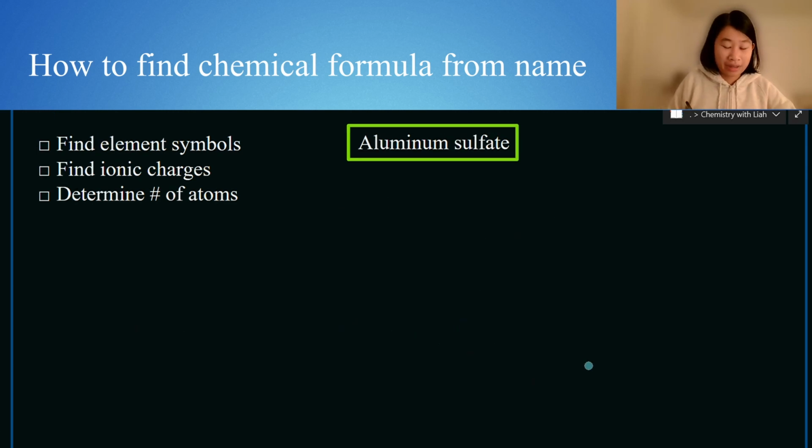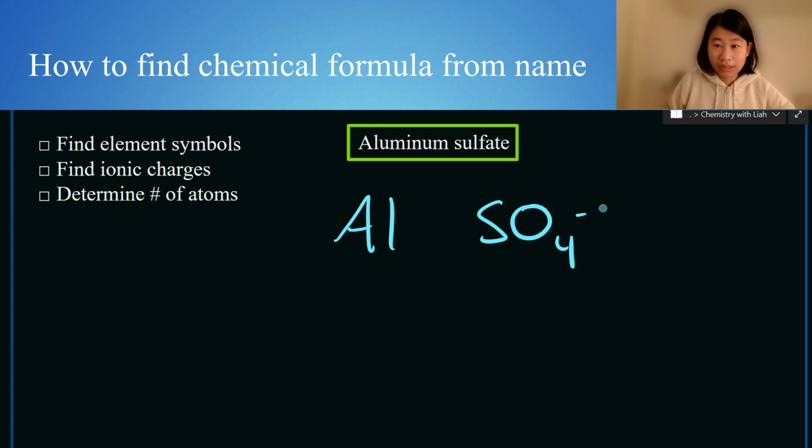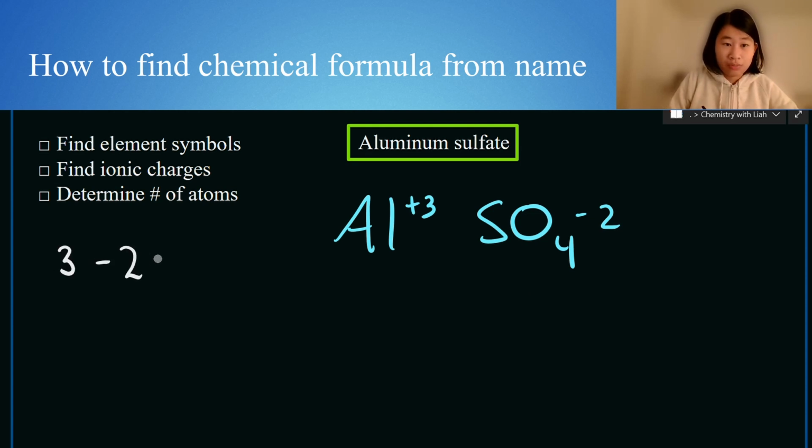So let's try another example. Okay, so we have aluminum sulfate. So aluminum, our first step is to find the element symbol. So aluminum is Al. Sulfate is a polyatomic ion, SO4, -2. All right, and then aluminum has a +3 ionic charge. Okay, next we are going to find how many aluminums and how many sulfates we need to put together. At this point, if we put 1 and 1 together, we have a +3 minus 2, which is +1, which is not yet neutral.